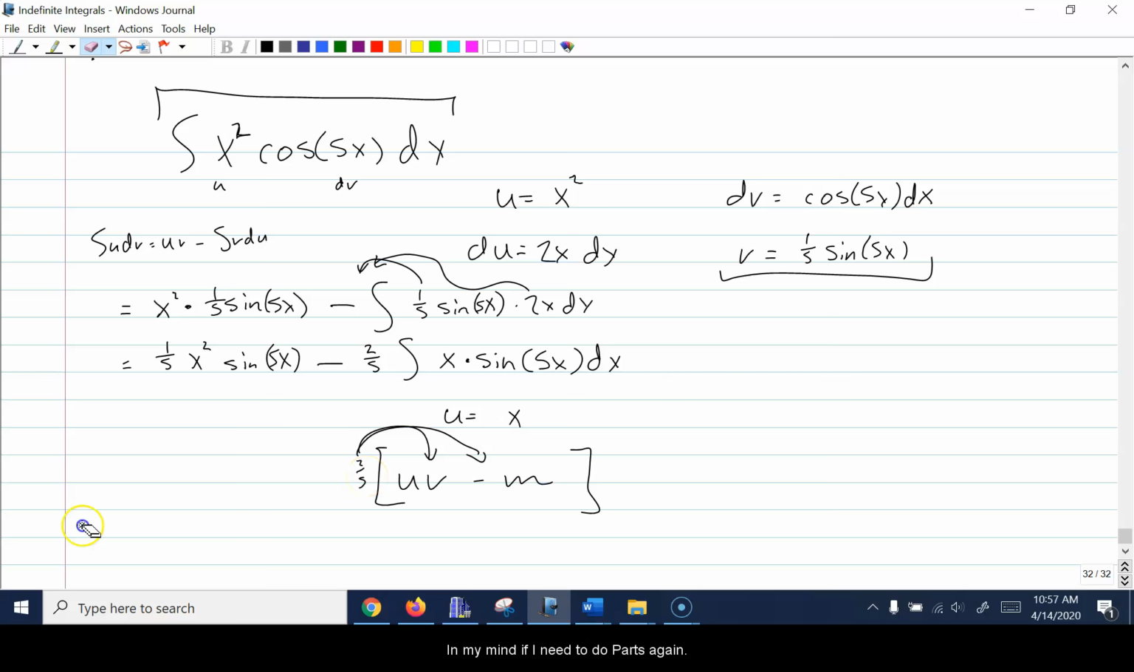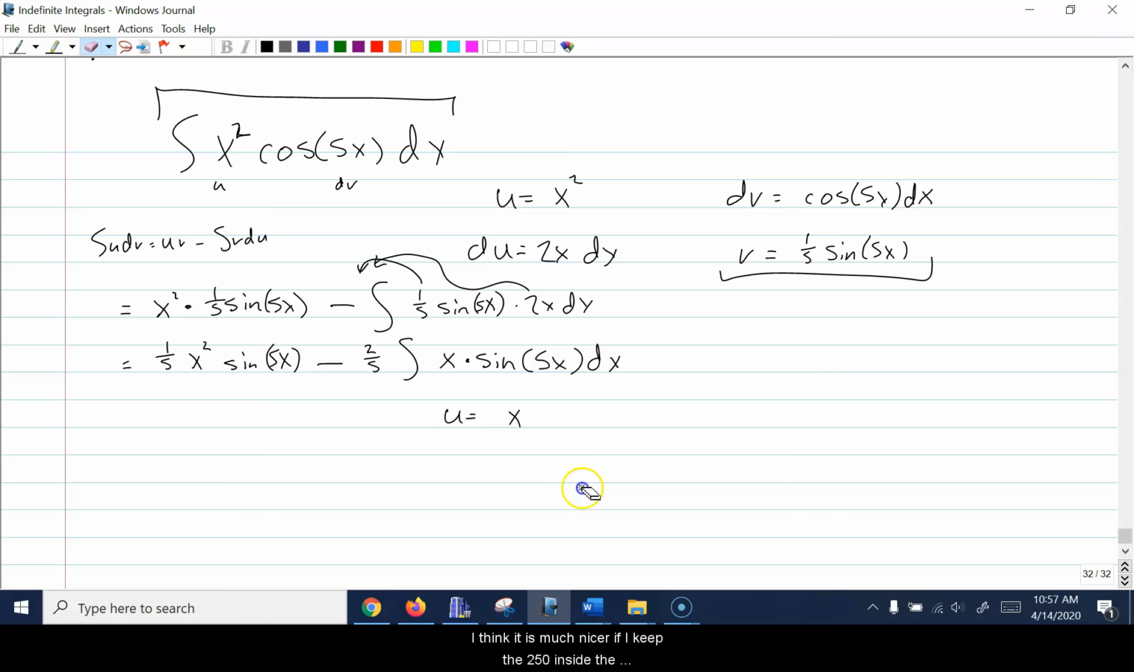In my mind, if I need to do parts again, I think it is much nicer if I keep the 2/5 inside the integral. I know I just pulled it out, but I want to put the 2/5 inside there and stick it on as part of the u. That way, it'll be baked into the formula and not a thing we have to deal with afterwards. I'm going to let u be the 2/5 x. Actually, I'm also going to put the negative inside, because then I don't need to distribute the negative through either. Now I can just write down the integral by parts formula, no parentheses necessary. This is not a big deal, it's a little trick that you pick up a lot of as you do enough problems.